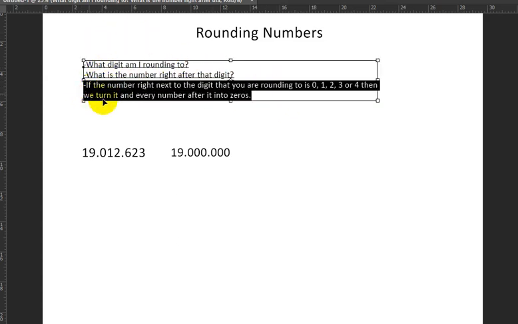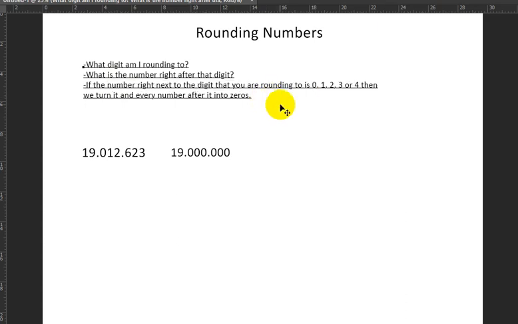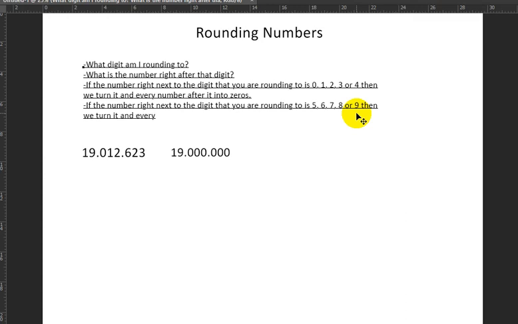Well, what happens if it's more than that? If the number right next to the digit that you are rounding to is 5, 6, 7, 8, or 9, then we turn it and every number after it into zeros, and we add 1 to the number in the digit we are rounding to. Now, what did I just say?